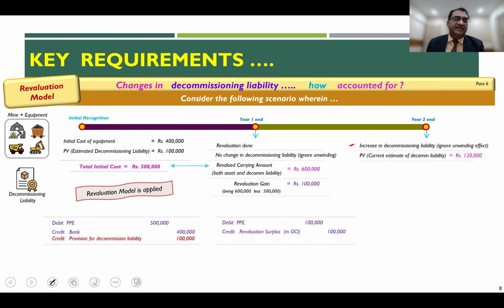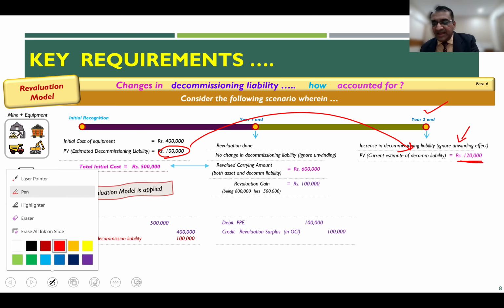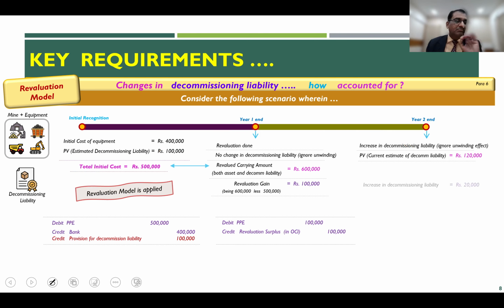And that increase in the liability at the end of year number 2: you had 1 lakh rupees as the present value of the decommissioning liability. Let's say at the end of this year, leaving aside the unwinding effect, this liability becomes 1,20,000. Therefore, you have an increase of 20,000 rupees in the decommissioning liability, ignoring the unwinding effect.